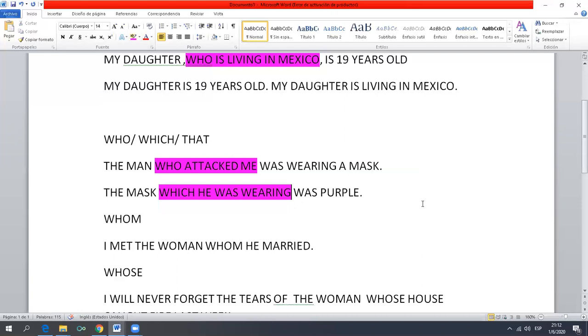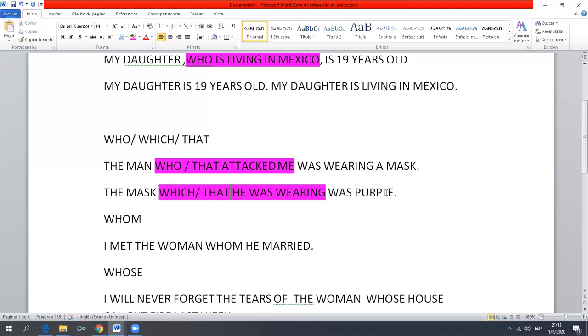Once again, we could say he was wearing a mask, the mask was purple. And those two sentences become one through the use of the relative. In this case, I could say that the man that attacked me was wearing a mask, or that the mask that he was wearing was purple. Now, there is another possibility.